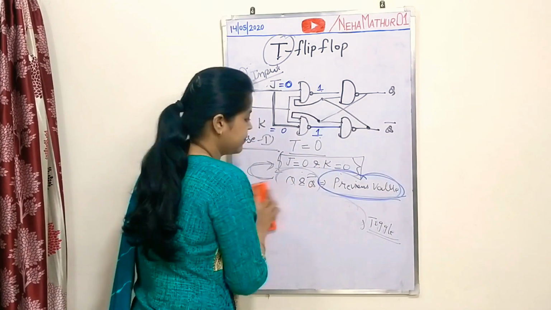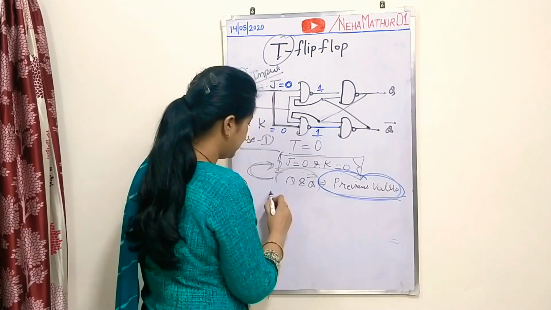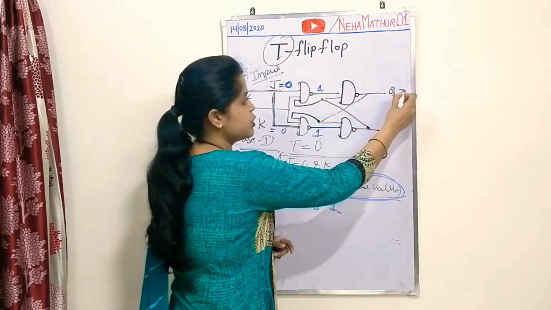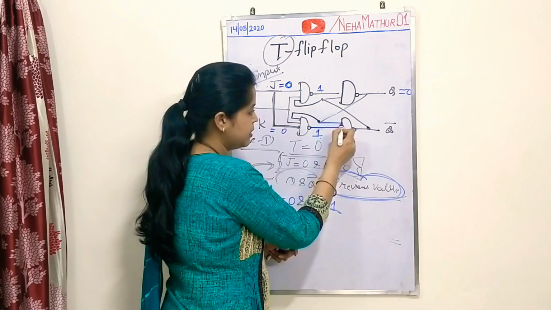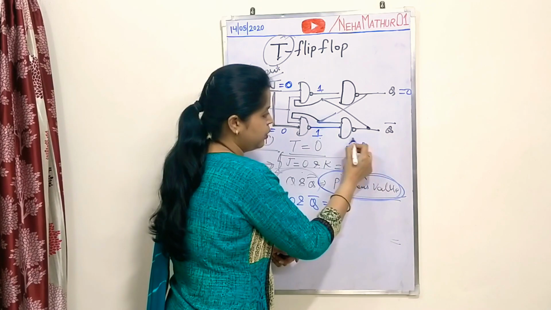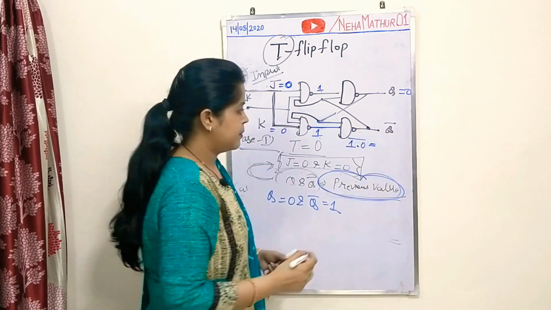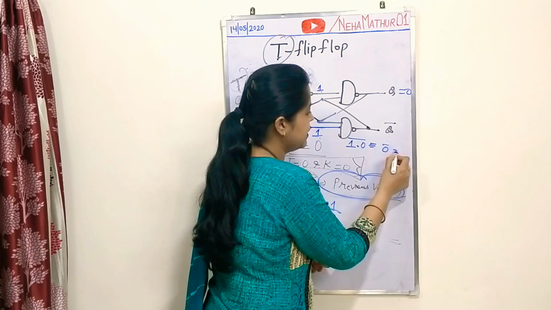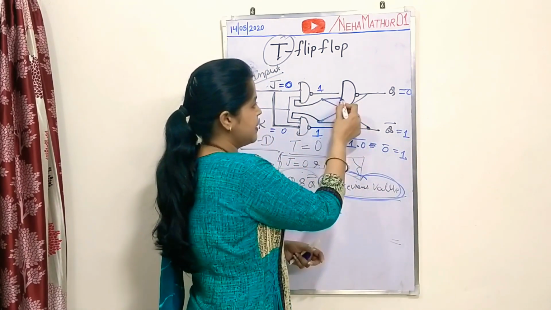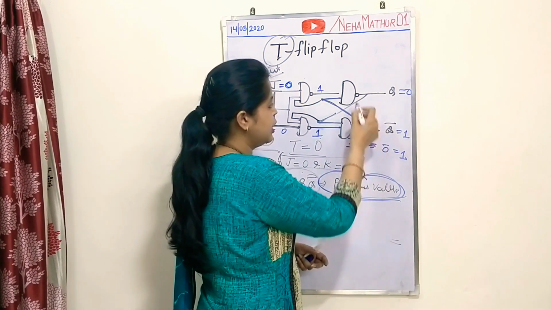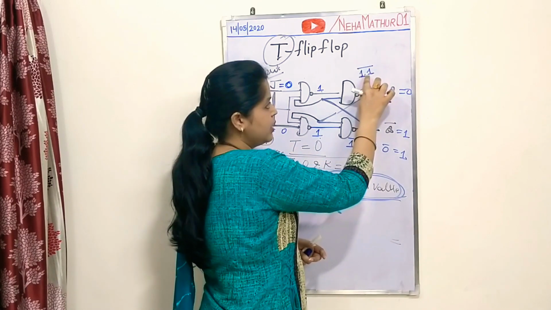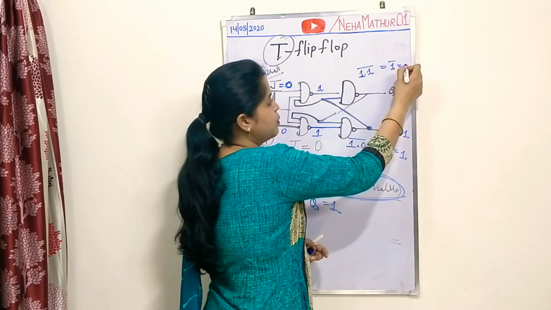So if you are assuming your Q is equal to 0 and Q bar is equal to 1, if Q is equal to 0, that means it will come here as a 0, and for this NAND gate two inputs will be 1 and 0, and after the Boolean expression execution it will be 1. So your Q bar will be 1, and this Q bar is applied as the second input of this NAND gate. So for this NAND gate two inputs are 1 and 1, and the output will be 0.